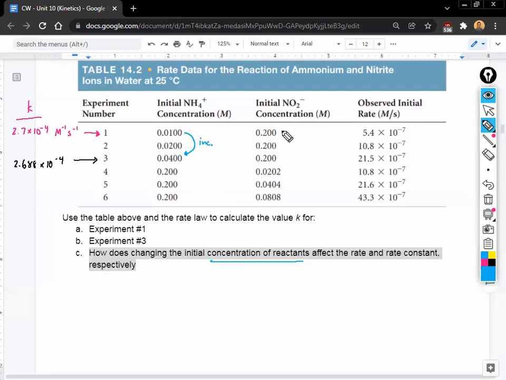And if you look at the concentration of NO2 minus, it stayed the same, right? So we can ignore this. This isn't very important. It stayed constant. Okay, now let's look at the rate. So if we look at the rate, difference in rates between 1 and 3, did the rate increase or decrease? Yeah, it increased. Okay. Which is why they didn't do it in scientific notation. Easier to look at if we have the same exponent, right?